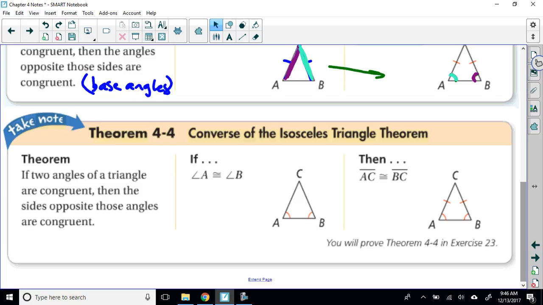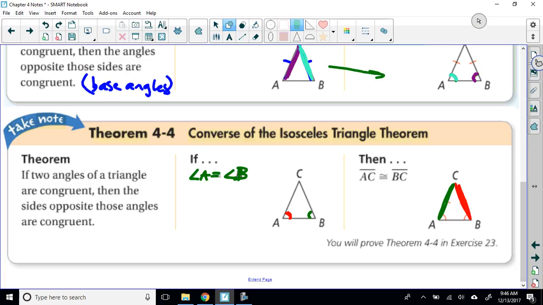So here we're supposing that we have two angles of a triangle that are congruent. We've got angle A is congruent to angle B. And so because angle A is congruent to angle B, the sides opposite those angles are congruent. The side opposite angle A is this side BC. And the side opposite angle B is side AC. So again, in your notes, you're going to have to fill in if angle A is congruent to angle B, then AC is congruent to BC.